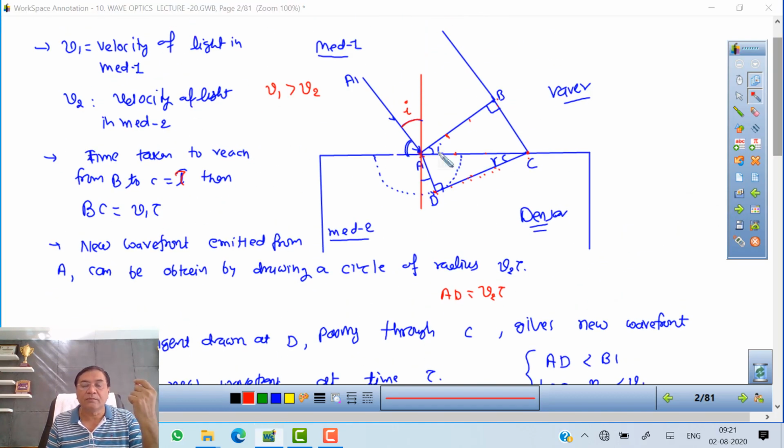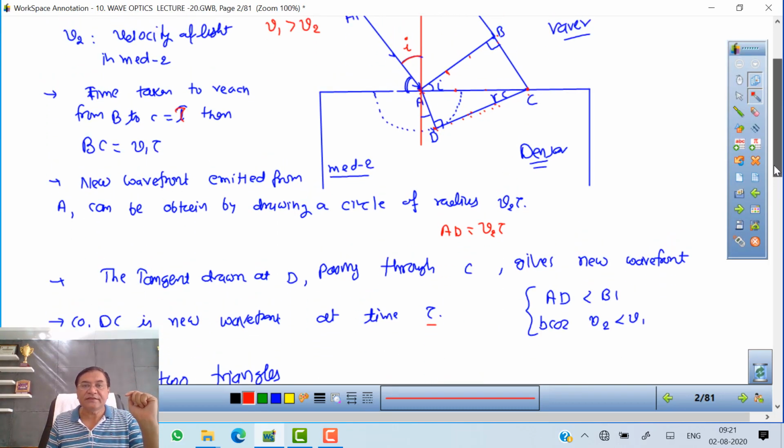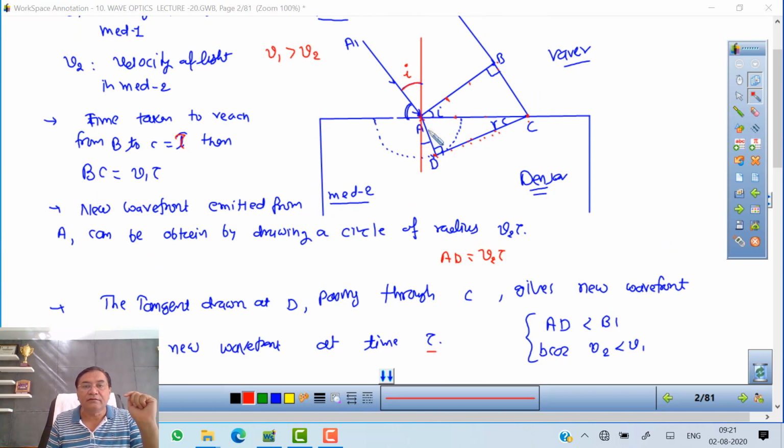AB was the old wavefront at time 0, and at time tau we call it DC. The shape is not changed. You can see that AB and DC are both plane wavefronts. But you can see that this angle is now r. Angle of incidence is i, angle of refraction is r. If this is r, we can prove that here is also r.